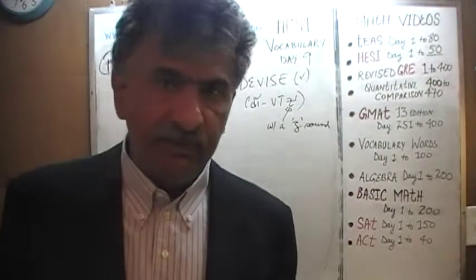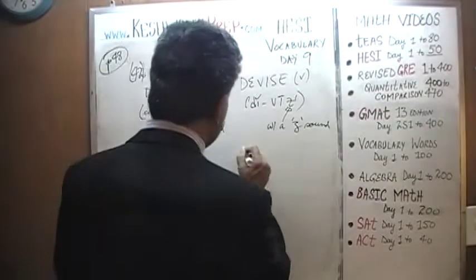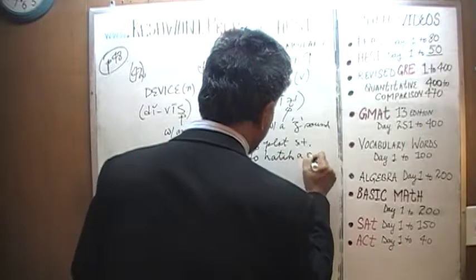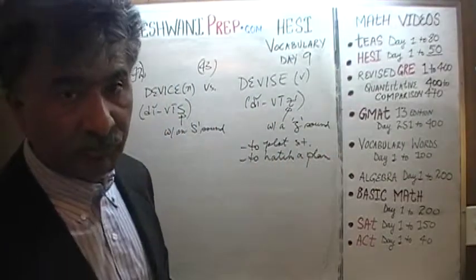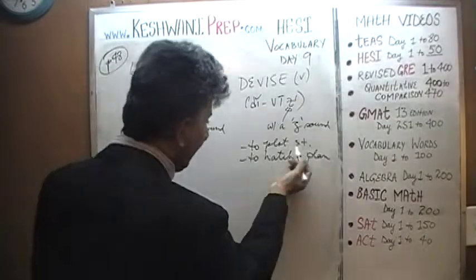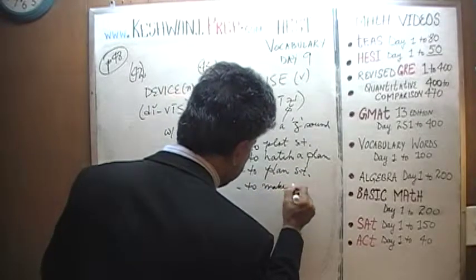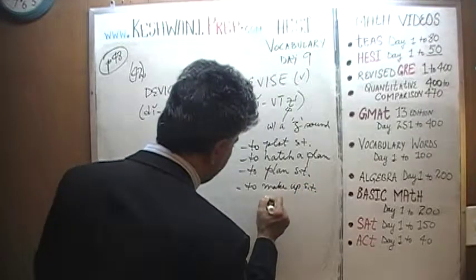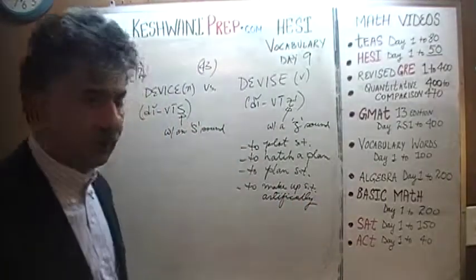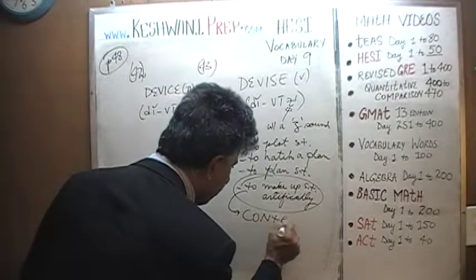To devise something means to plot something, to come up with something, to contrive something, to hatch a plan. If you plan something, if you cook up a story or a plan, that's called devising it. To make up something artificially, the word that is used is to contrive.